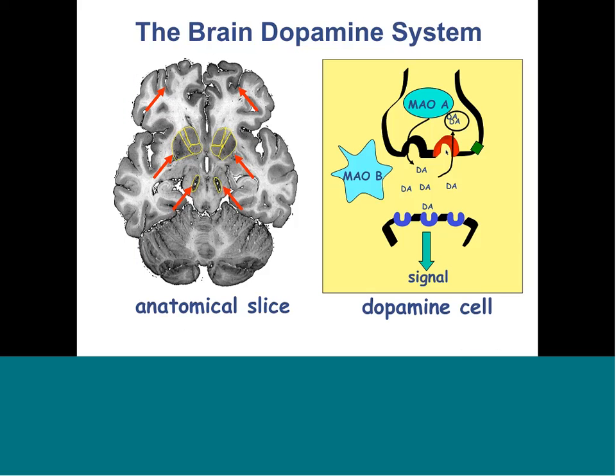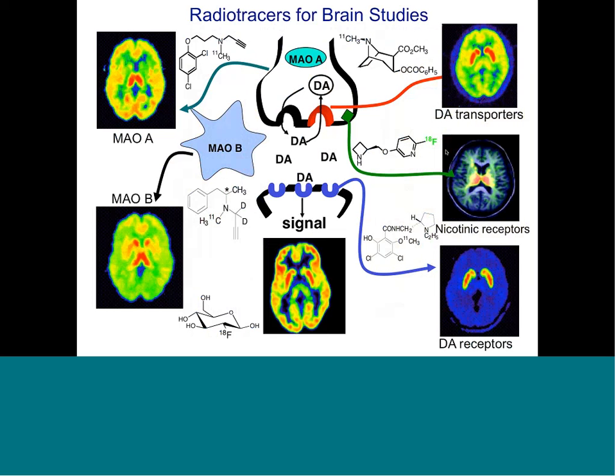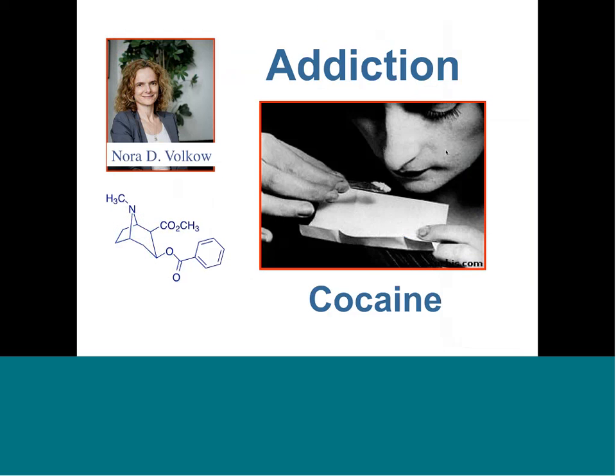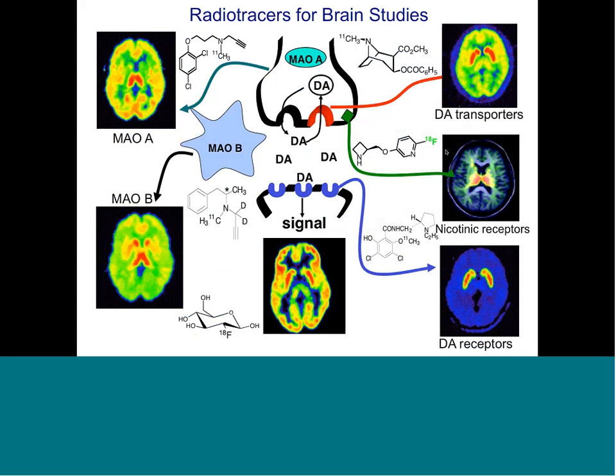So we would like to image the blue element and the red element. And so what we've done is we've developed these tracers that can allow us to look at these different parts of the cell. So we can look at the red elements with a tracer.